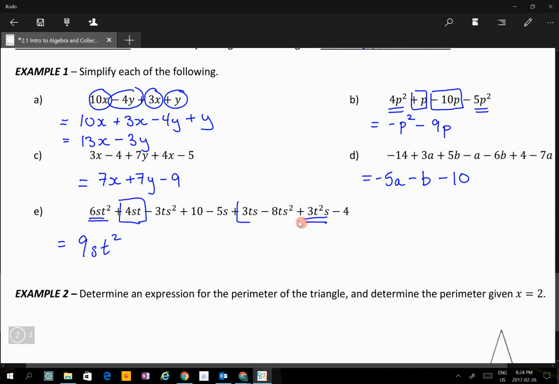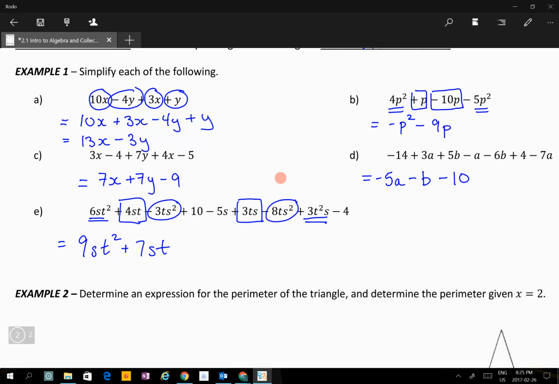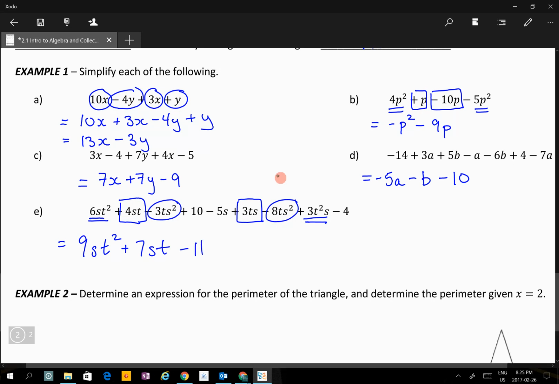So I have a plus 3ts here. Again, the ordering just changed, but the same variables, same exponents, so I can combine them. So 4 plus 3 is equal to 7, so 7st. Then I have a minus 3ts squared and a minus 8ts squared. And when I combine those two, I get a minus 11ts squared.